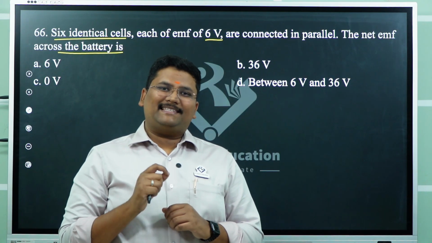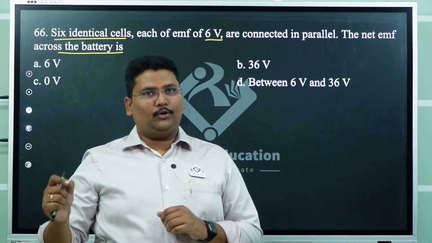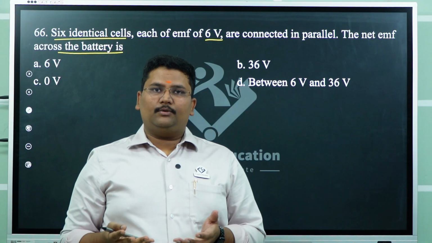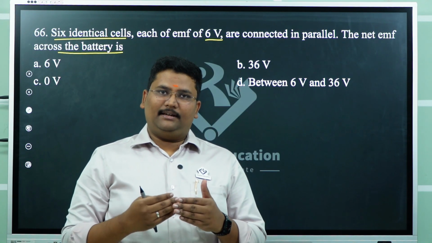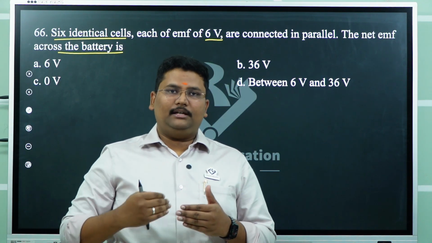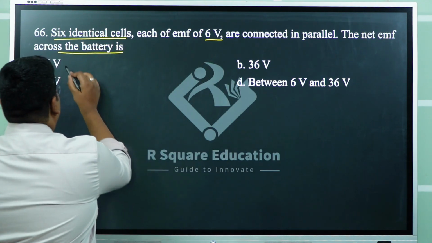So they have given you 6 identical cells of 6 volt connected in parallel, which means what? It's going to be in parallel, so the potential is not going to change. So each and every cell is going to have 6 volts. So the equivalent EMF is going to be 6 volt again.